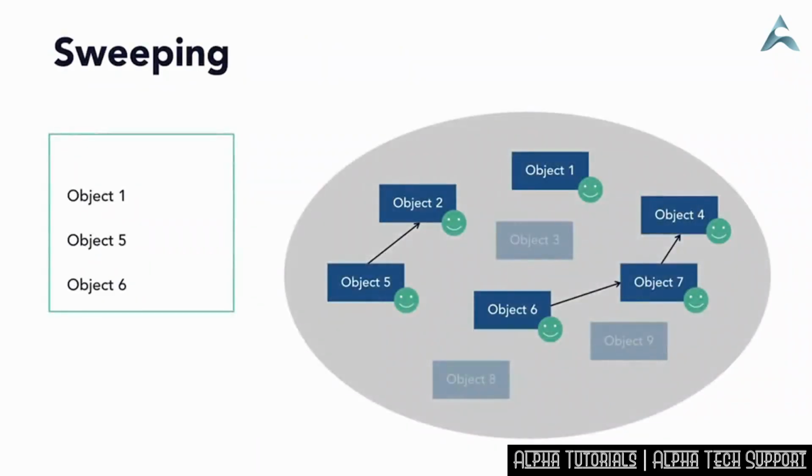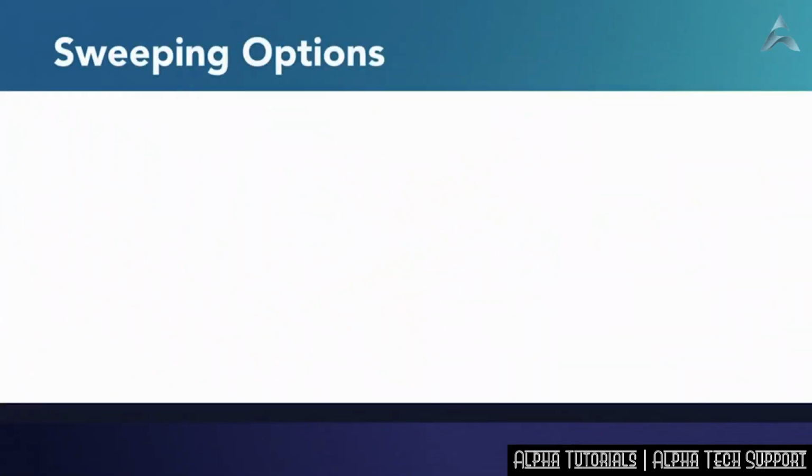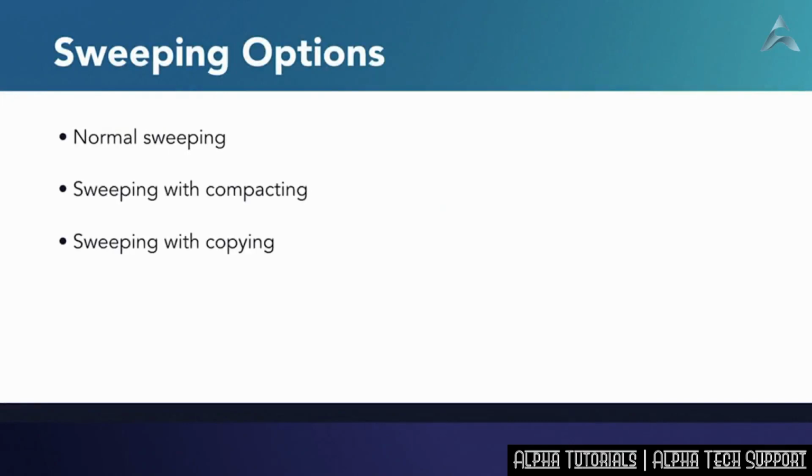After the marking of the live objects, it's time to delete the leftover objects that were not marked. This deletion is called sweeping in the garbage collection slang. And of course, it wouldn't be fun if we only had one way of sweeping. Instead, we have three options for sweeping: normal sweeping, sweeping with compacting, and sweeping with copying.